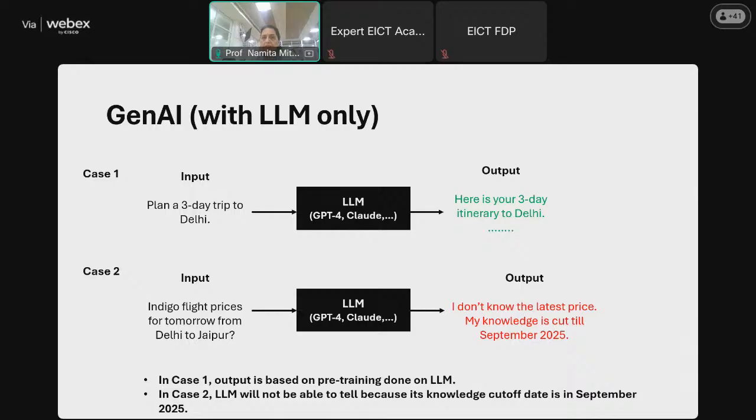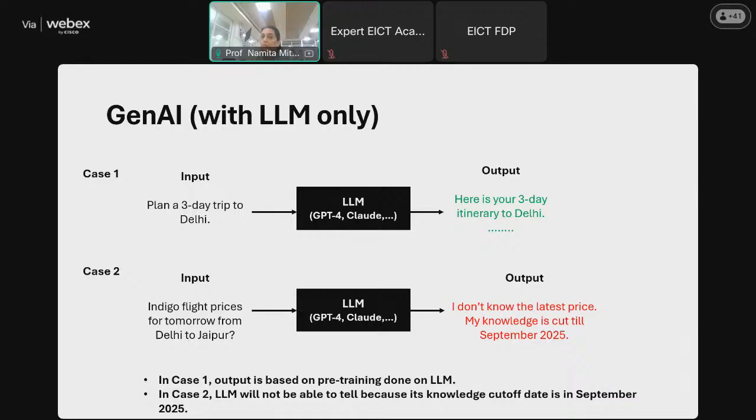The case 2 is Indigo flight prices for tomorrow from Delhi to Jaipur. The user wants to know the flight prices from Delhi to Jaipur. That is for tomorrow. Then the output is I don't know the latest price. My knowledge is cut till September 2025. That is a training. Last training kab hui thi. So in case 1, output is based on pre-training done on LLM. That is a normal LLM, normal question answering. In case 2, LLM will not be able to tell because its knowledge cutoff date is September.